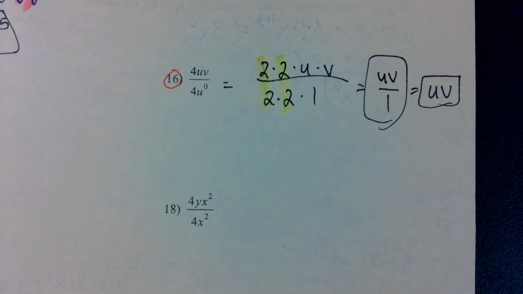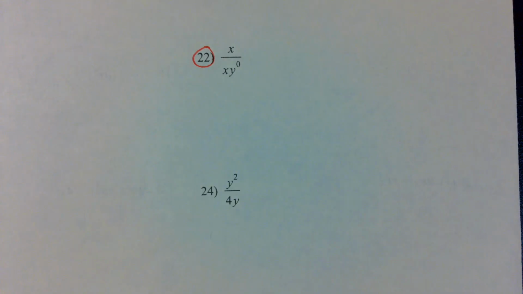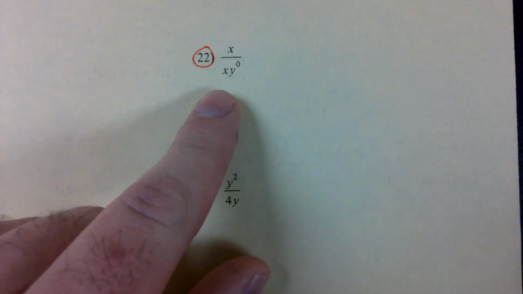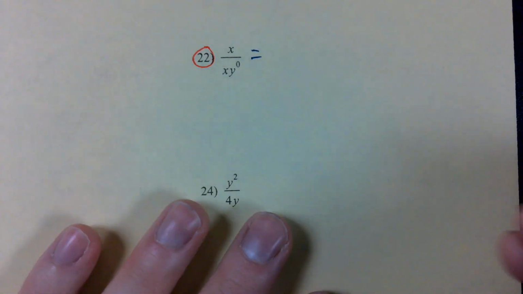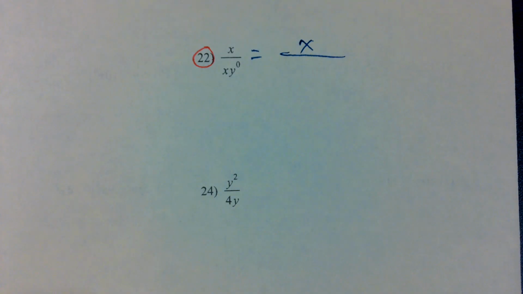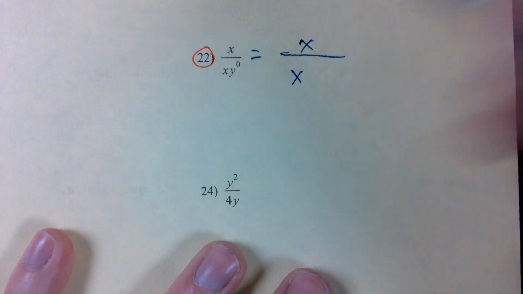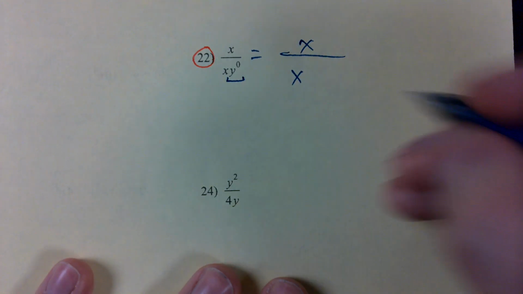Thumbs up. Anyone get uv for 16? Oh, nice. Good. Okay. Perfect. 2 left. 22. Oh, man, all of these have a 0 exponent. That must have been tricky, which I understand. Oh, this one is really, I don't like 22. So 22, on the top, all we have is x. On the bottom, we have an x. And then what can we write y to the 0th power as? 1.